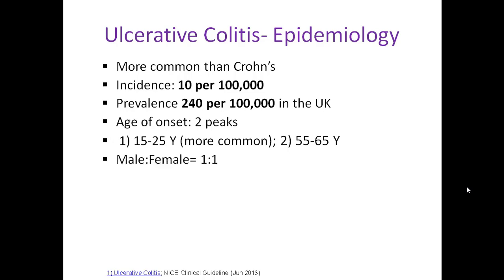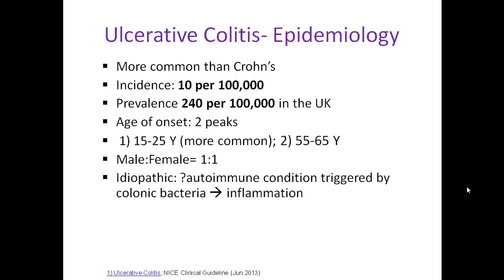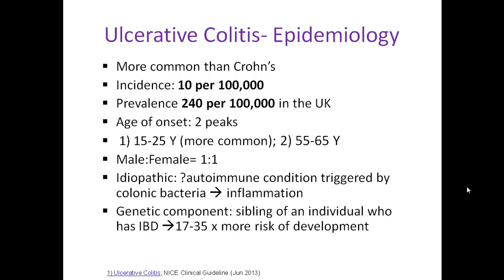UC has a very complex etiology, with some studies showing that an autoimmune process to colonic bacteria triggers off an inflammatory response. Other studies show there's a genetic component to it, with siblings of individuals who have IBD having a 17 to 35 times greater risk of developing the disease. The risk of UC is decreased in smokers, as previously mentioned. Let's discuss this complex etiology in more detail now.